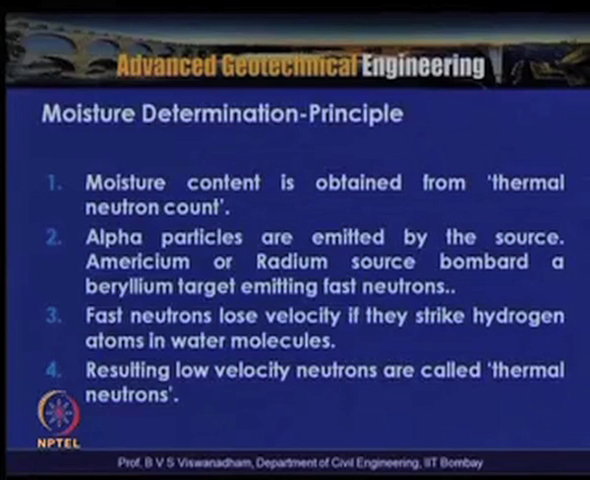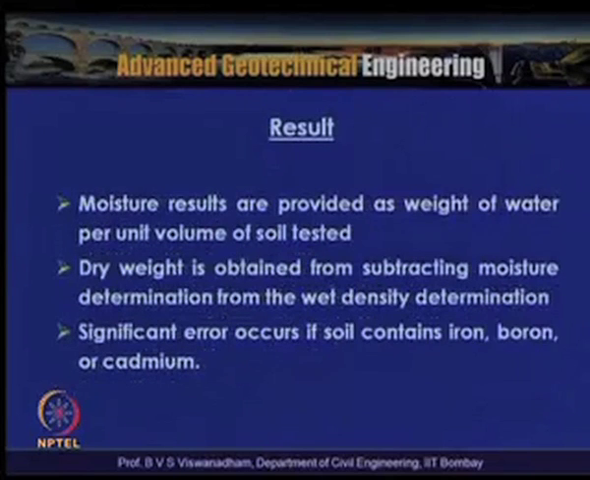Alpha particles are emitted by the source, an americium or radium source, which bombard a beryllium target, emitting fast neutrons. The fast neutrons lose velocity if they strike hydrogen atoms in water molecules. The resulting low velocity neutrons are called thermal neutrons. Based on this, the estimation of water content is done in the nuclear density methods.